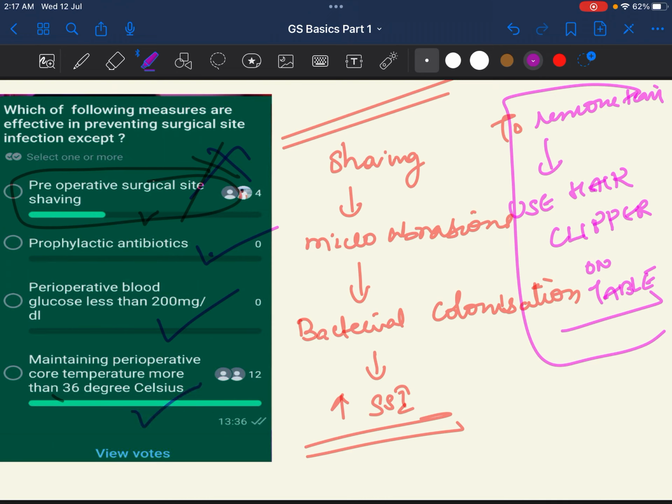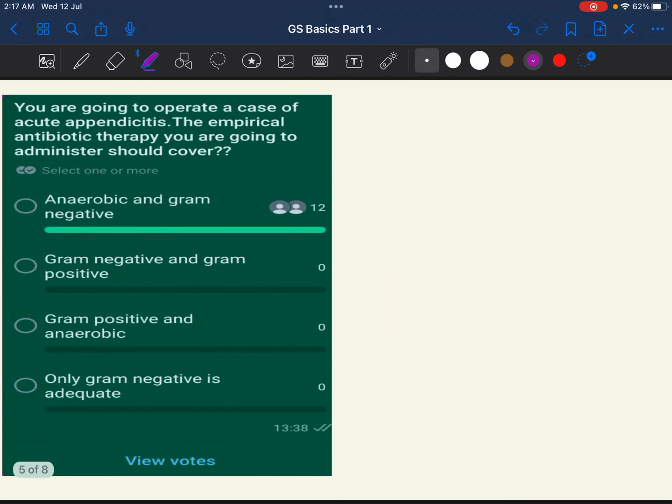This is also a correct option. In the question, which of the following measures are effective in preventing surgical site infection except, we have to choose the wrong option here, that is preoperative surgical site shaving. Please remember, you should not do preoperative surgical site shaving.